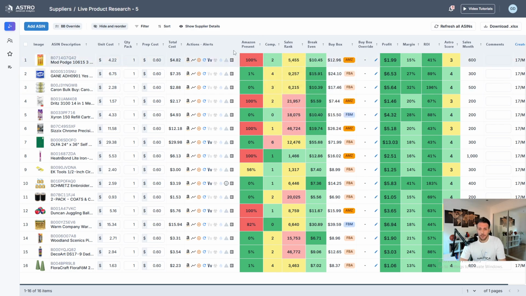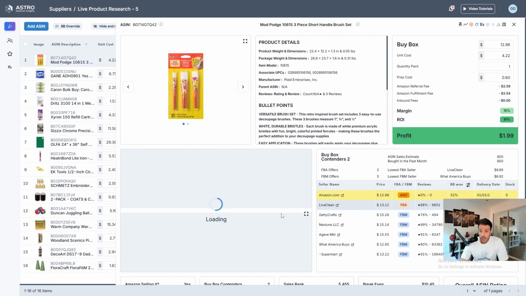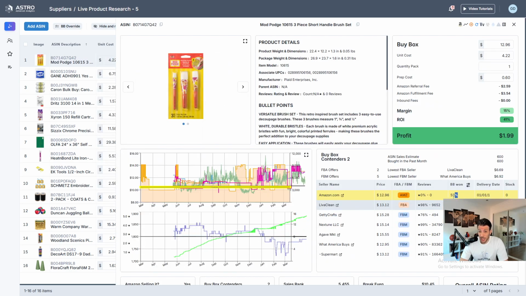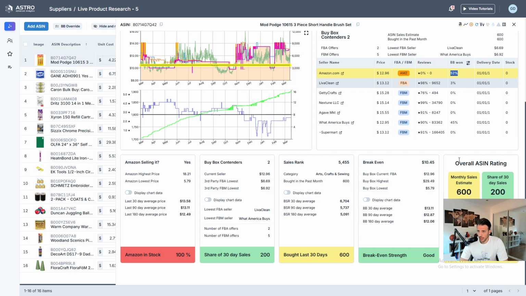We didn't remove Amazon, but that's okay. We'll just have a look at these ones as well. We don't have to get them unless there's competition. All right, so the first one. A lot of Amazon. Amazon's been on the buy box 52% of the time in the last 30 days. It's kind of comfortable when it comes to its break-even strength. It's been good since early November. Before that, it was a bit close to the break-even line, but it still looks okay.